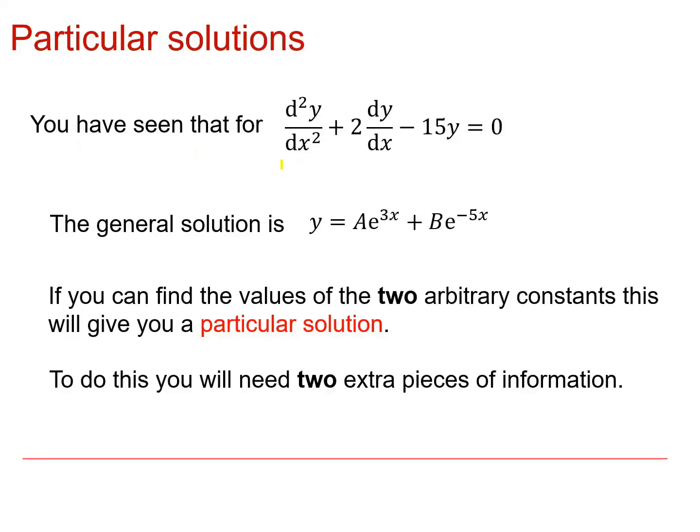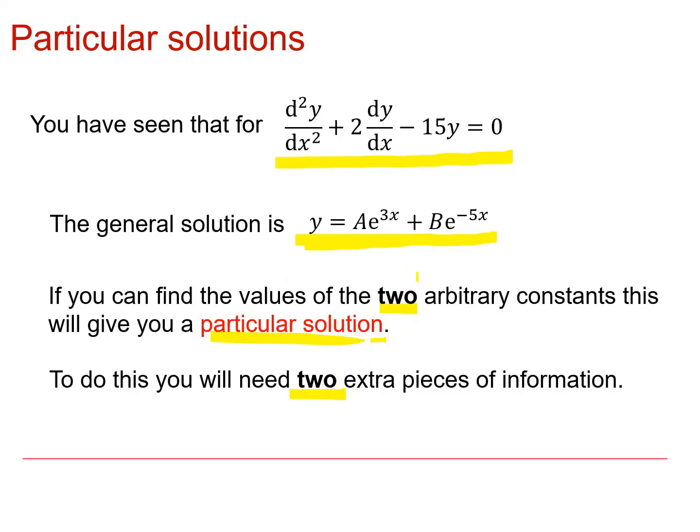In a previous video we have seen that the general solution of this differential equation is y is equal to a e to the 3x plus b e to the minus 5x. So if we could find the values of a and b that were needed, that would give a particular solution to this differential equation. And to do that, we need two extra pieces of information. So two arbitrary constants, two extra pieces of information.